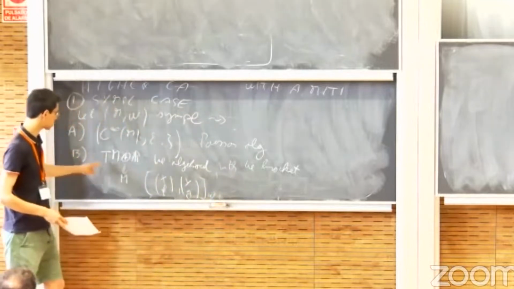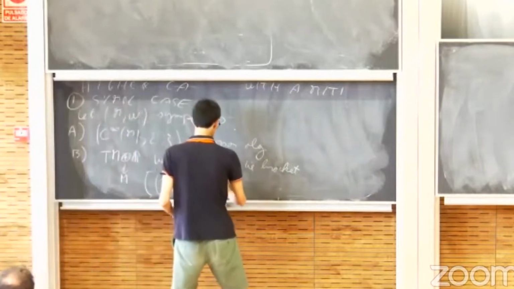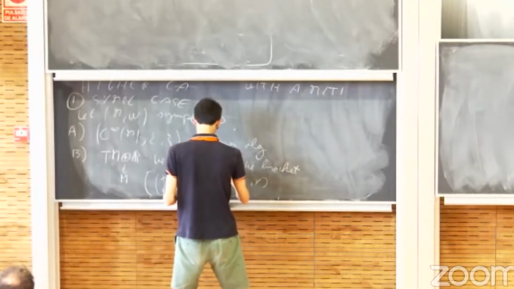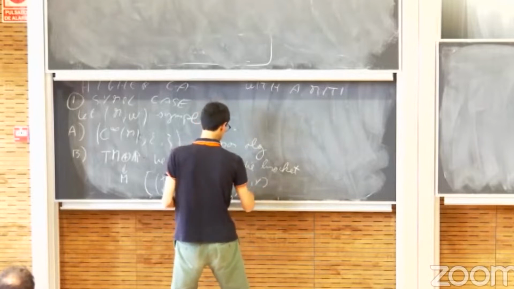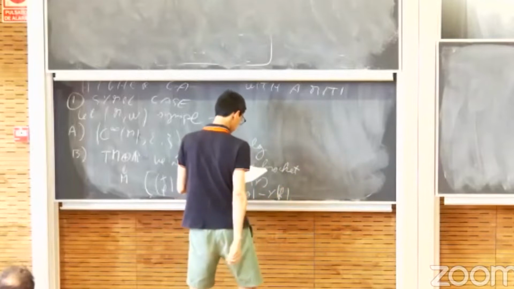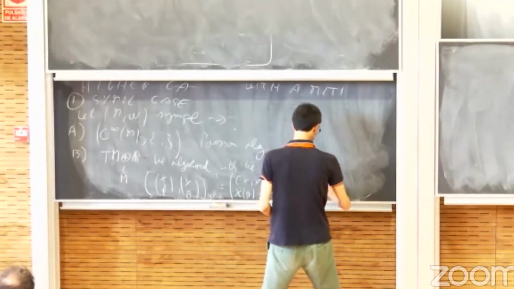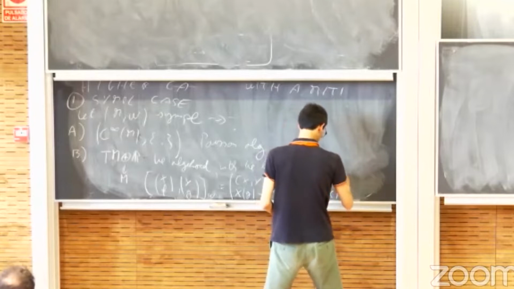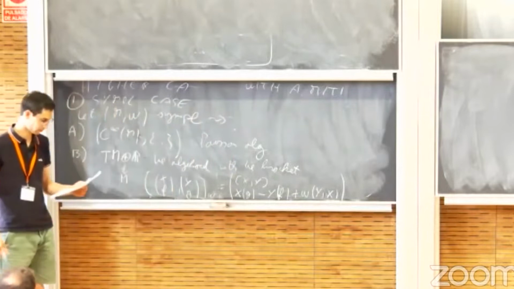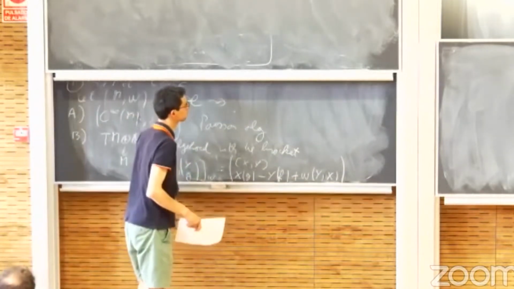A section here is a pair of a vector field and a function. If you give me 2 sections, then I define the bracket to be, on the vector field part, the usual bracket of vector fields. On the function part, we take the derivatives of the functions, and then we add a term which involves the symplectic form evaluated on the vector fields.